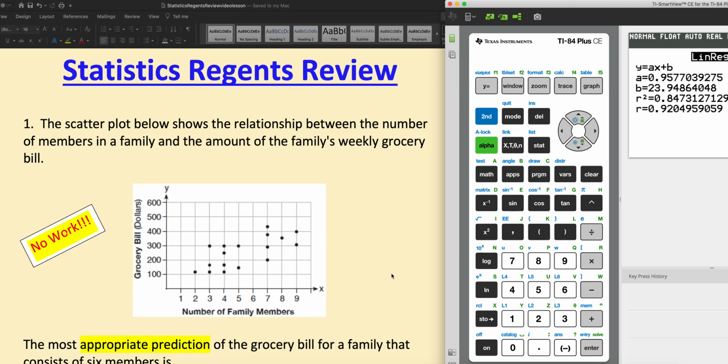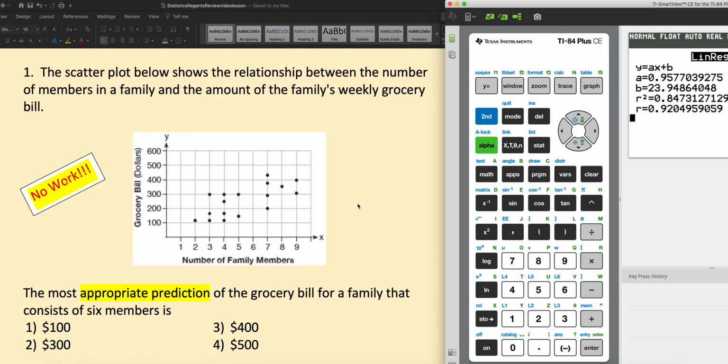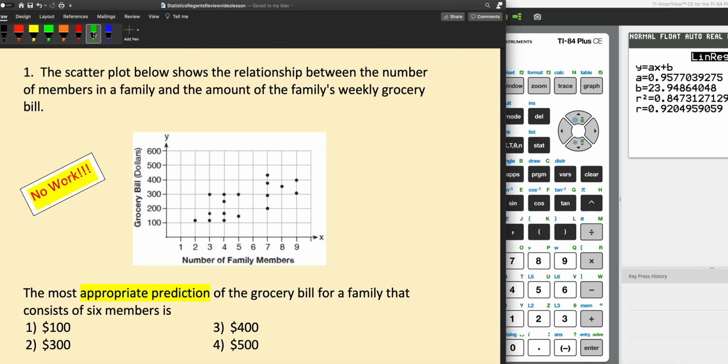When we look at this Part 1 Regents question, it says the scatter plot below shows the relationship between the number of members in a family and the amount of the family's weekly grocery bill. Then it says the most appropriate prediction of a grocery bill for a family that consists of 6 members is. Now this takes no work, and usually a question like this comes up at the beginning of the Regents exam. Since they're talking about a prediction, guys, what I would like to do here is draw a line of best fit.